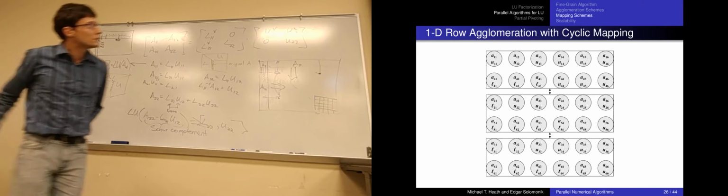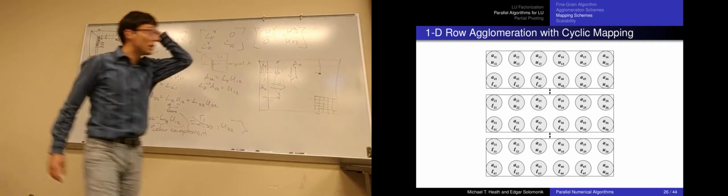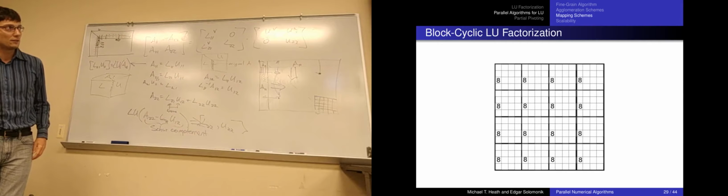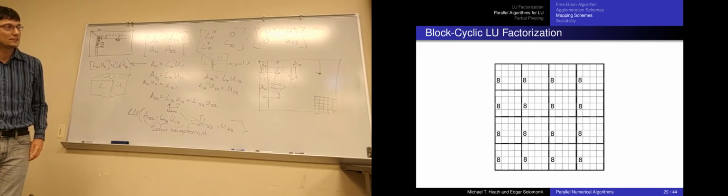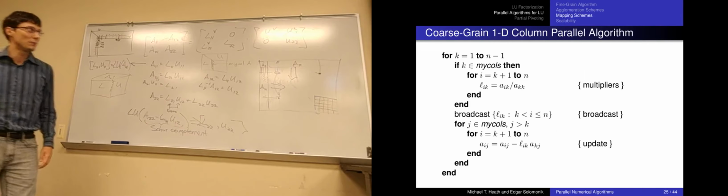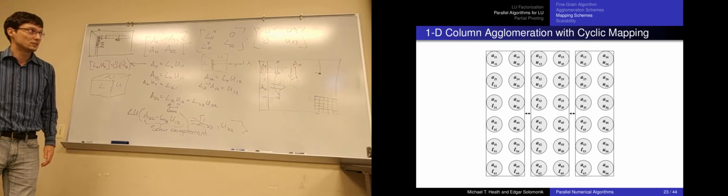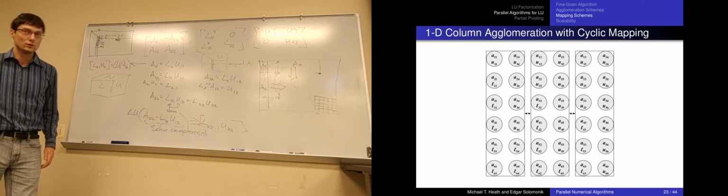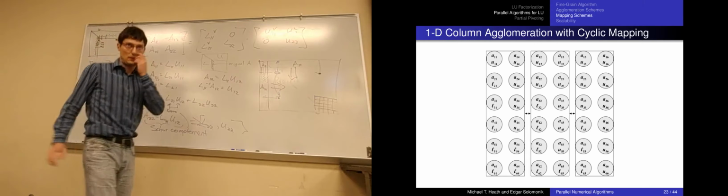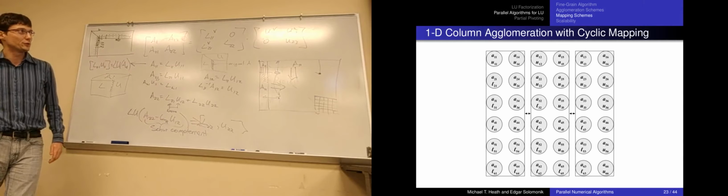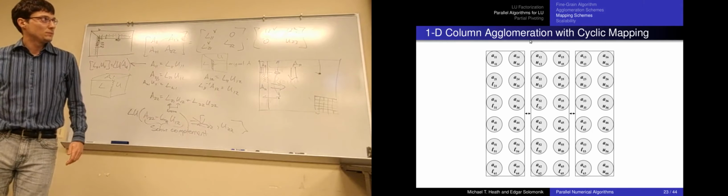So this in particular is a 1D column aggregation with a cyclic mapping, where we've taken columns and designed a little 3-processor decomposition, where every processor owns columns, for instance, 0 and 3, 1 and 4, and 2 and 5. I should have shifted that, but I want to be consistent with what's written.